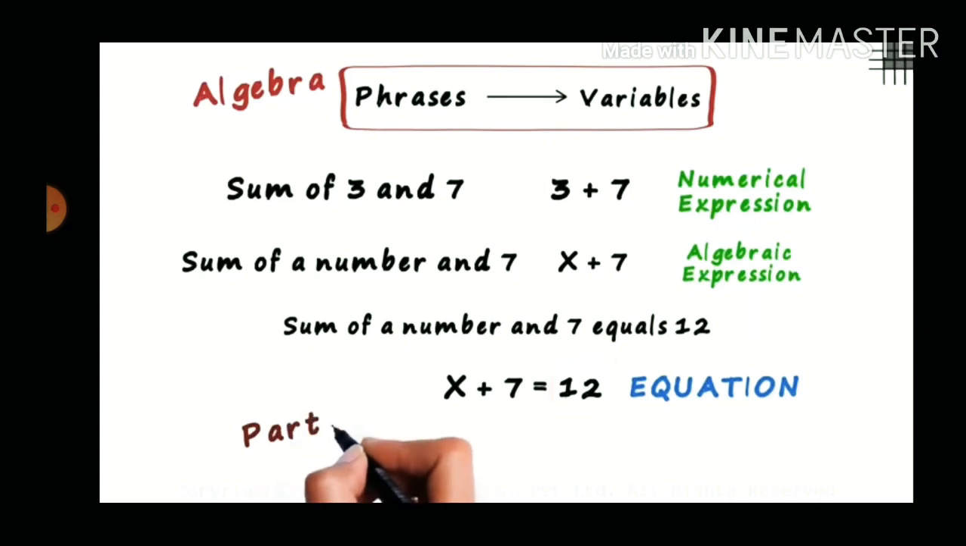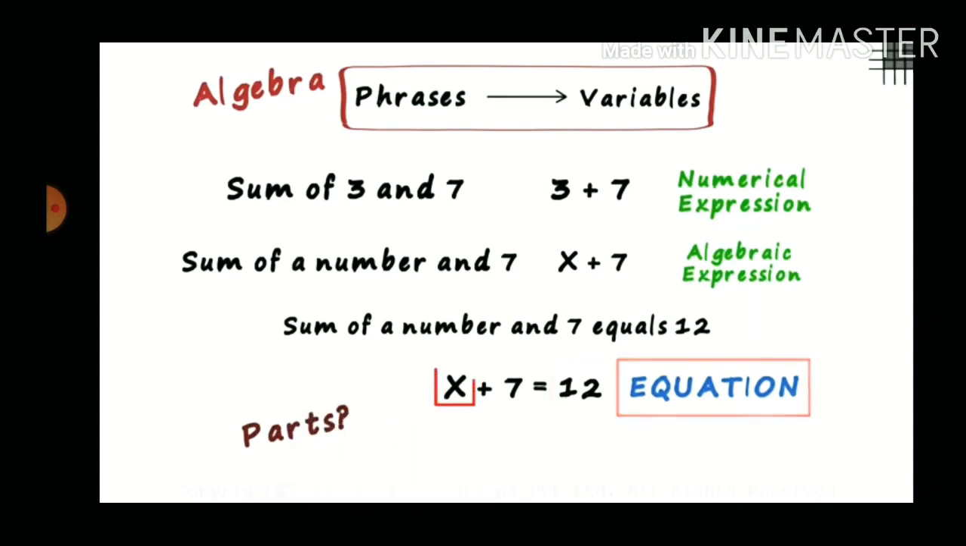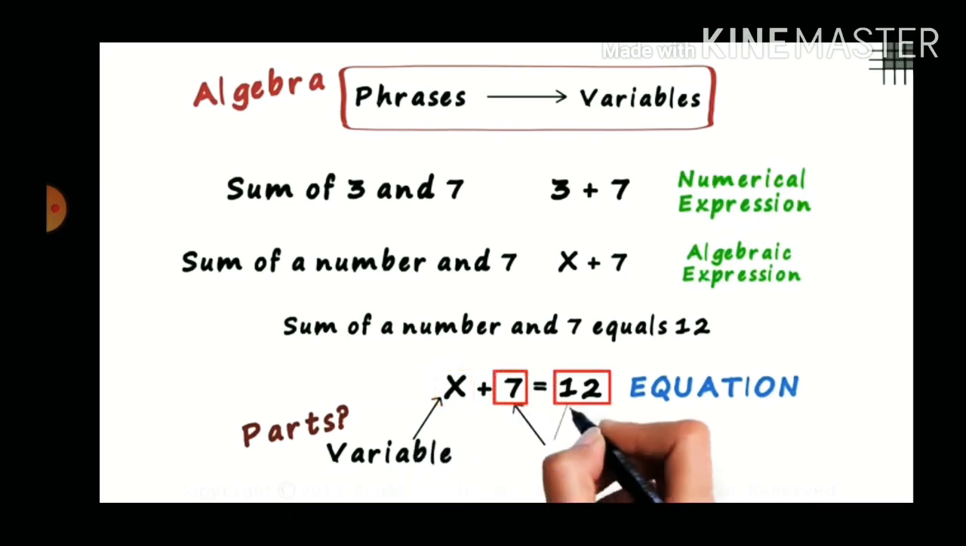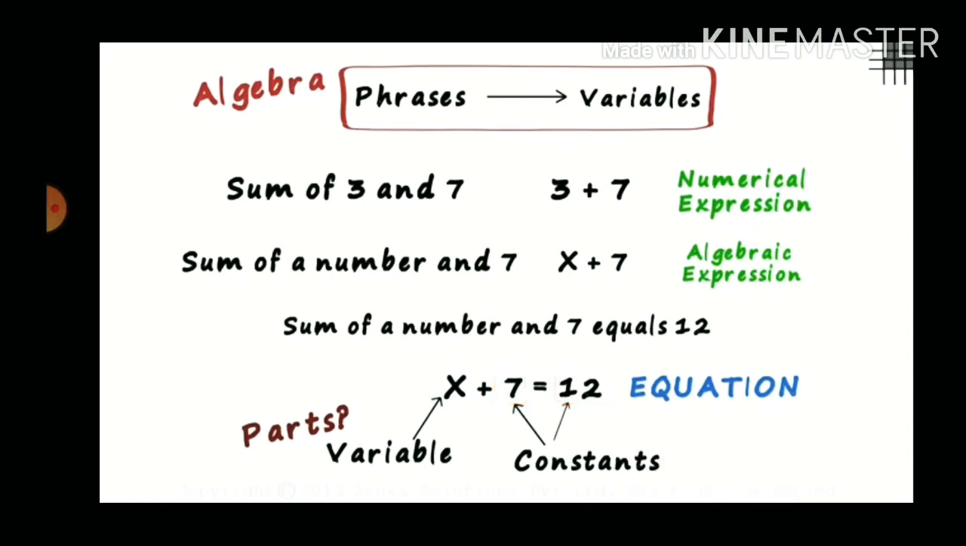What are the different parts of an equation? This is called the variable, that is, what we are expected to find. And these two numbers are called constants as their value remains constant. There are also operators like addition and subtraction. So these are the important parts of an equation. Remember, the equal to sign divides the equation into two sides, the left hand side and the right hand side.